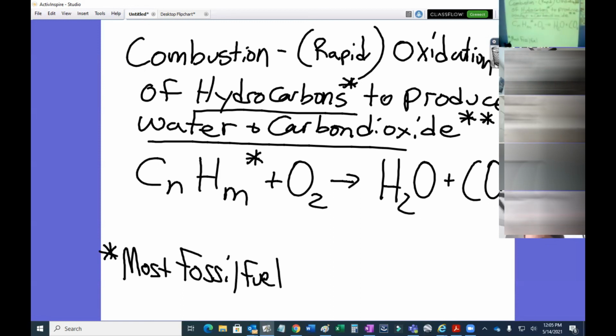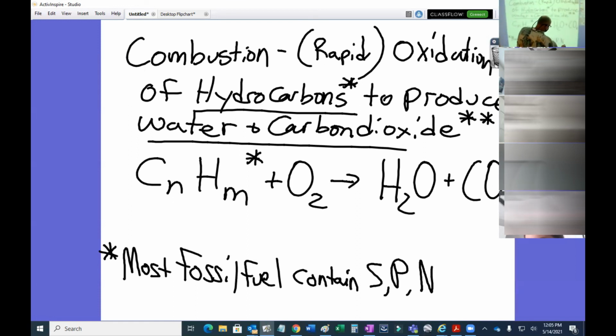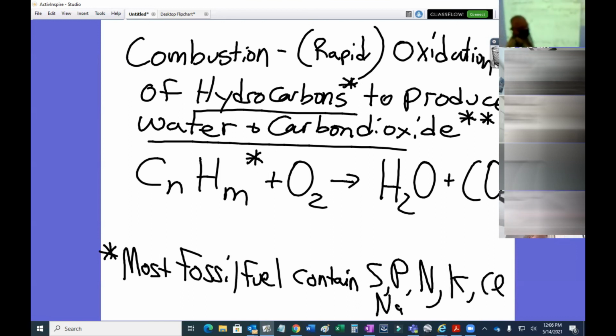So these things contain sulfur, phosphorus, nitrogen, potassium, chlorine, sodium, etc. So when you burn fossil fuel, you do not just get carbon dioxide and water. That would be great if that's all we got. I think that's why they're switching over to a lot of these natural gas buses and things, because they produce less sulfur dioxide, less nitrous dioxide, nitrogen dioxide.